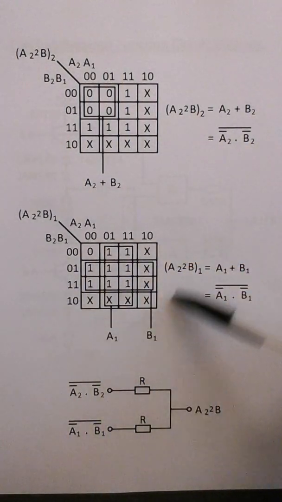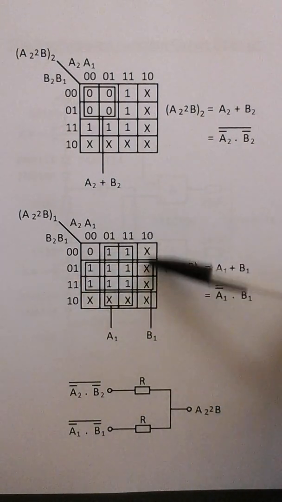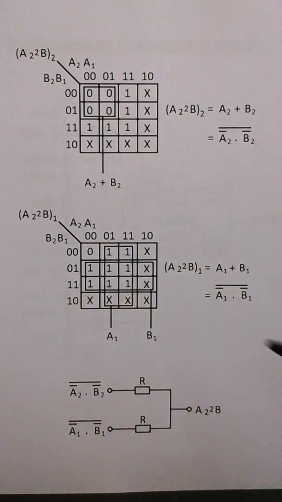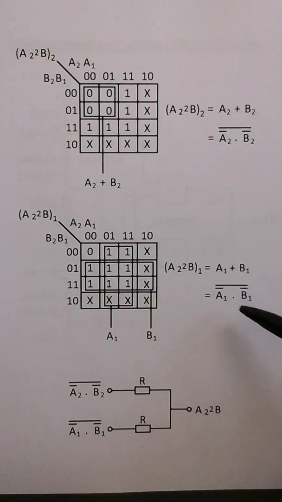For A2 squared B1, we have these counter maps here, these loops here, 2 loops. This is A1 here, this is B1 here. We're looping the 1s, so that's A1 or B1 for A2 squared B1. I'm going to use De Morgan's theorem to change this OR into a NAND. So that's not A1 NAND not B1.